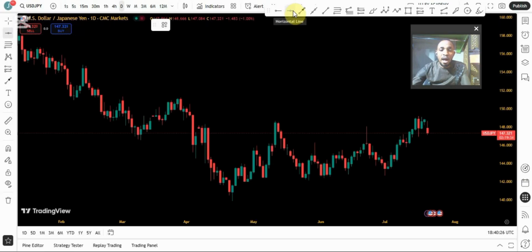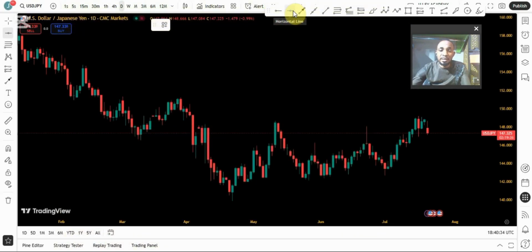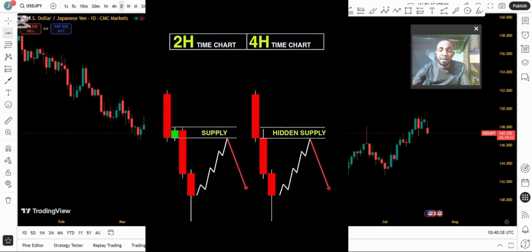Before I analyze the chart, I must do what is called the top-down analysis. The top-down analysis is the type of analysis where I will go to the highest time frame and then slowly come down to the lowest time frame. I will check what is happening on the highest time frame, then slowly come down to the lowest time frame.